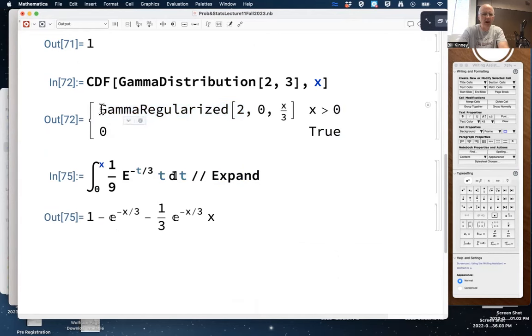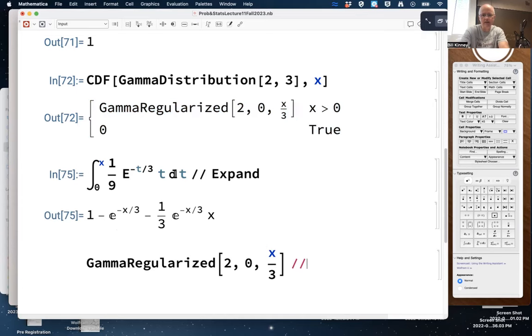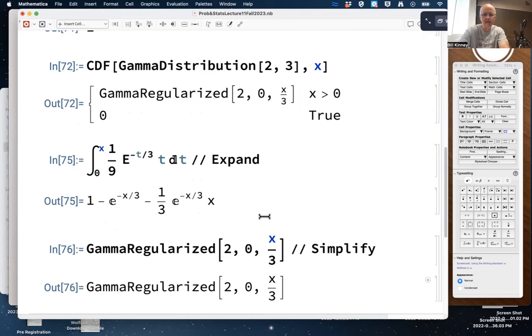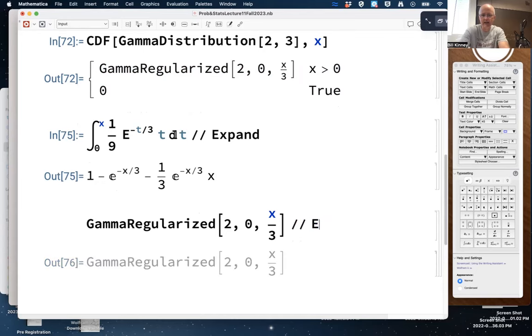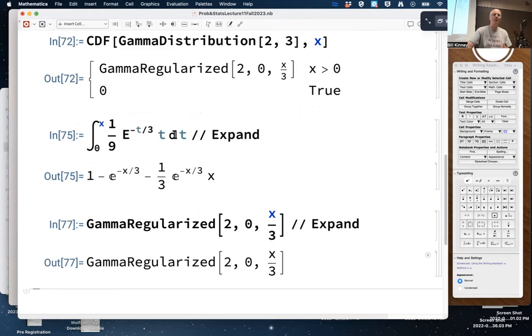Does gamma regularized, whatever that is, simplify to the same thing? It doesn't seem like it would, but maybe. I don't know. Simplify. Okay, it's not seemingly doing that. It's being a bit more general when it thinks about the CDF of a gamma distribution, but evidently gamma regularized is this function. But maybe there's some values of alpha and beta where it would not be very similar to this, and that's why Mathematica is trying to be more general.